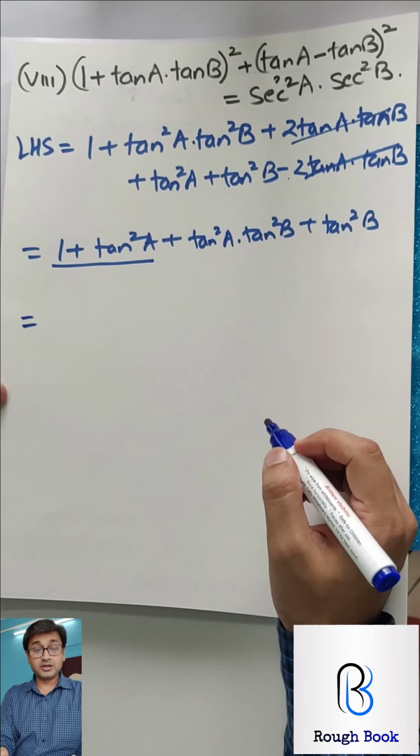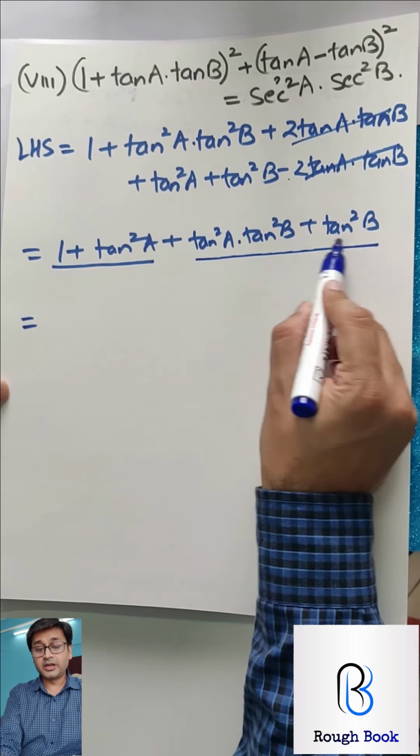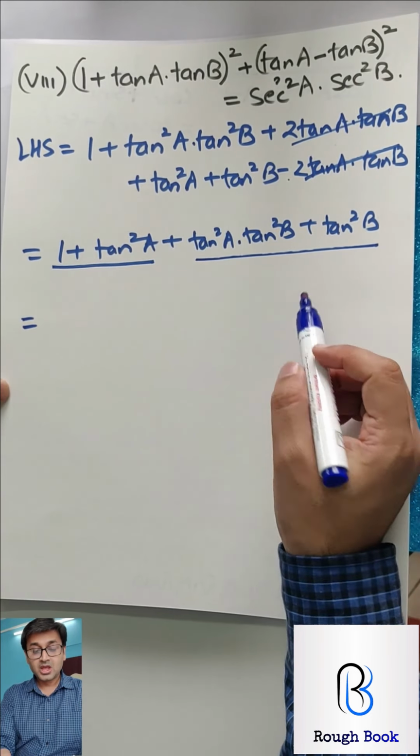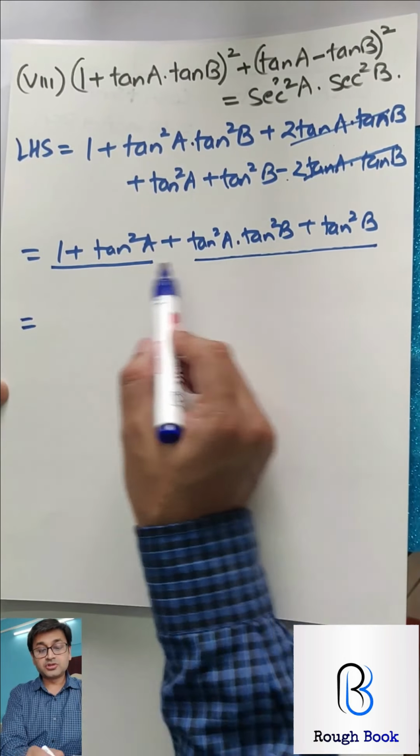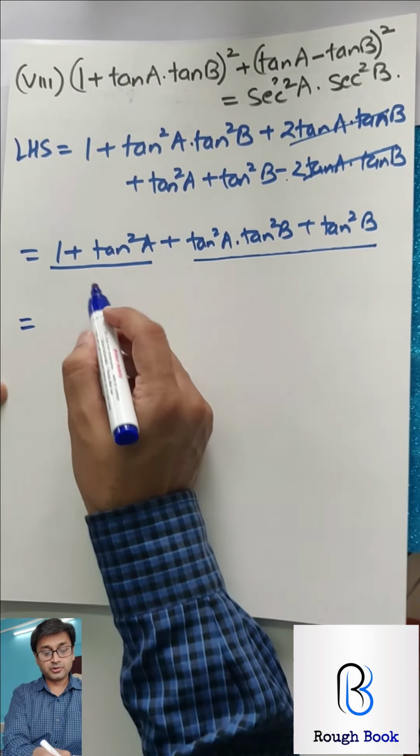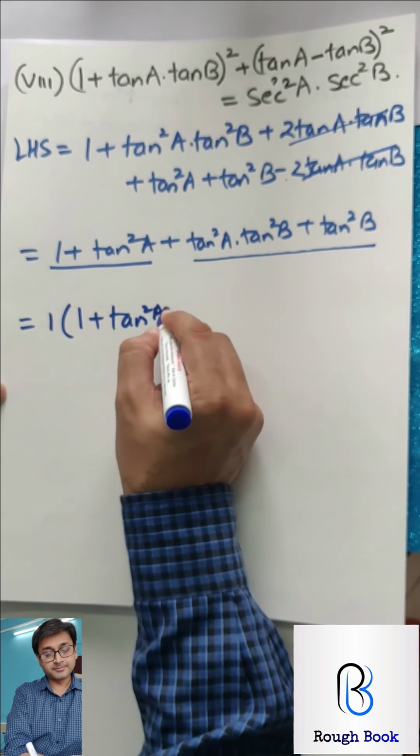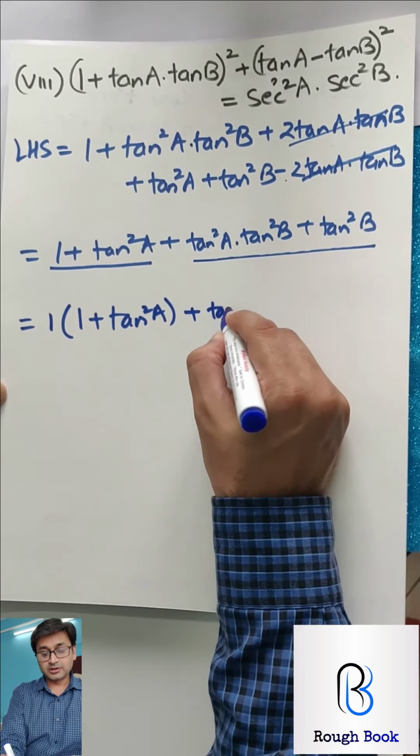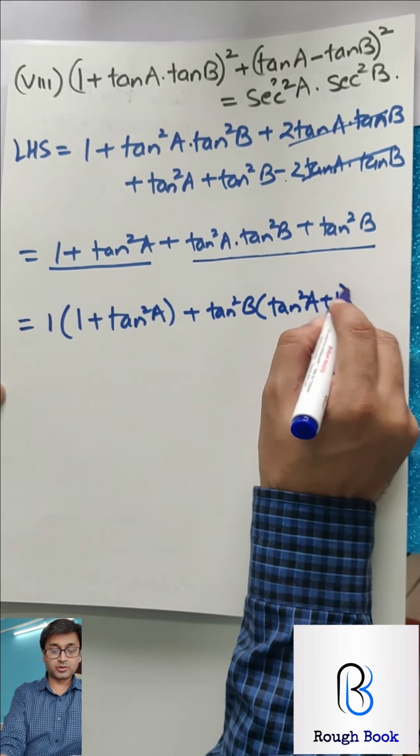Instead of that, I am a little more smart now. How? So I am taking these two and pulling out tan square b common. So what will be left is tan square a plus 1. So why not use the quadratic way? See what I am doing. I am taking one common here. So 1 plus tan square a. I am pulling out tan square b common and I will get tan square a plus 1.